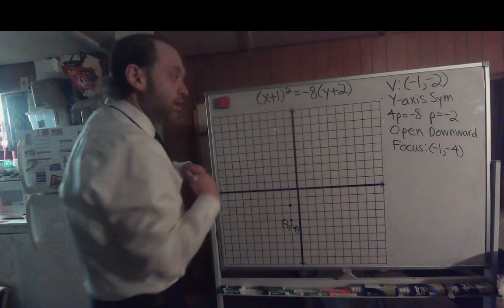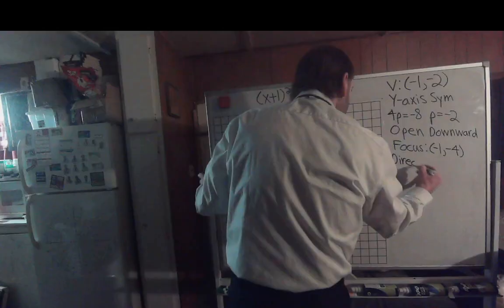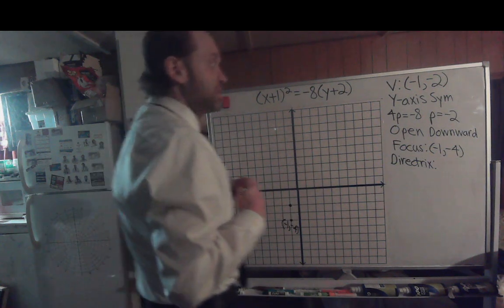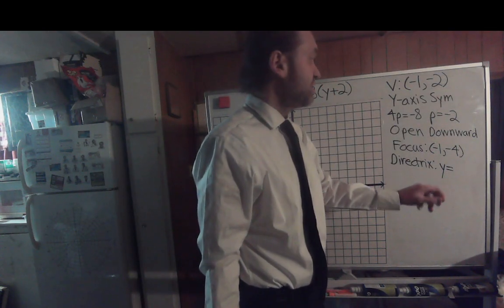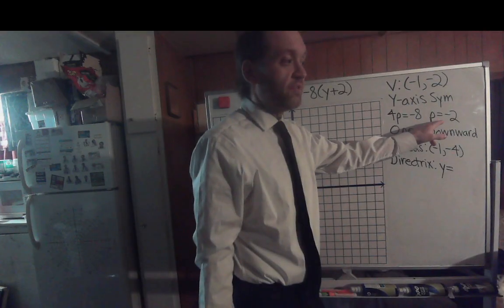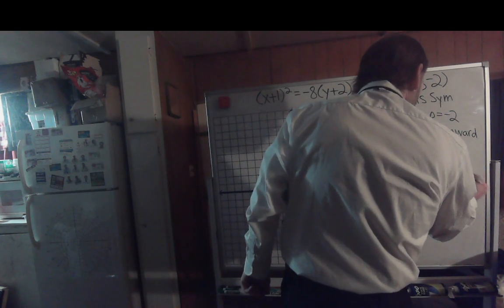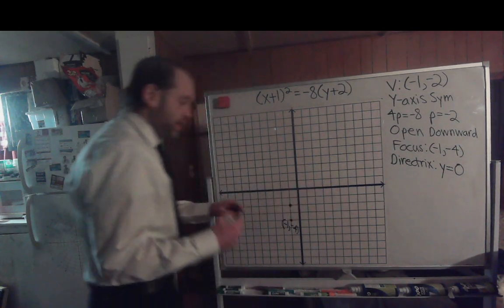Okay. Now what about your directrix? So what are we going to do about the directrix? Alright, well, it's got y-axis symmetry, right? So that means your directrix is going to be in the form of y equals. Now take your y-coordinate of negative 2, and subtract or add the negative of p. Well, what's the negative of negative 2? That's positive 2. So if you add 2 to negative 2, you'll get 0. So your directrix is y equals 0, which would just be the x-axis, right?